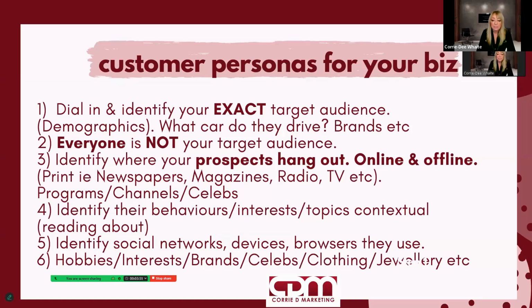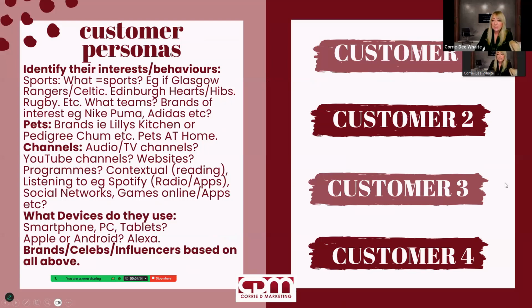So what newspapers, what magazines, what radio, what TV, what programs they follow, what channels, what celebrities. You're going to identify their behaviours, their interests and their topics. That's contextual, what they're reading about. You're going to identify their social networks, their devices, the browsers they use, the hobbies, their interests, brands, celebs, clothing, jewellery, etc. And you're probably saying, did we not do that in the last one? But no, because this is completely different.